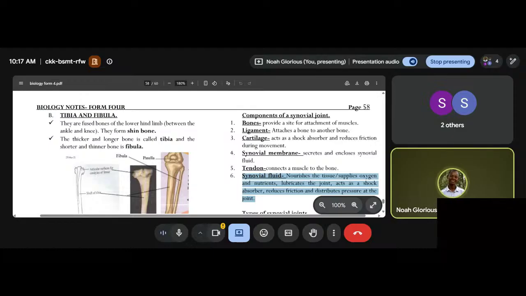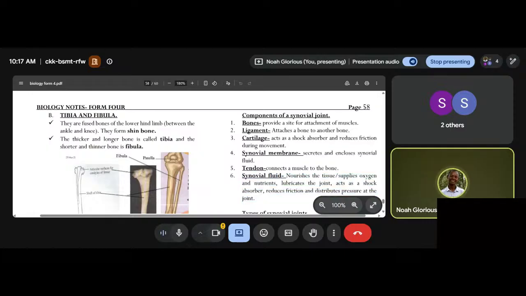To lubricate the joint, the fluid is liquid. It lubricates. It is like oil to ensure that there is no wearing out. Shock absorber to ensure that the bones do not break easily. It reduces the friction and it distributes pressure at the joint. When the impact is so high, it will not affect all the bones. Maybe it will only affect one bone, so that the impact does not break the other bones.